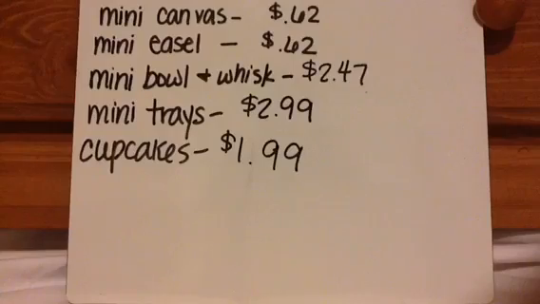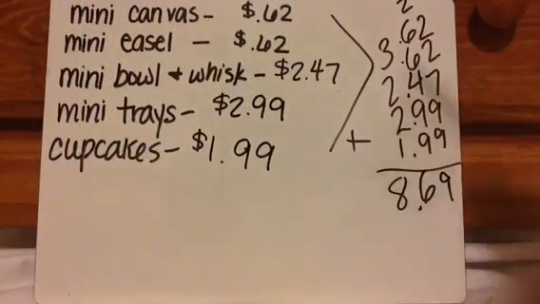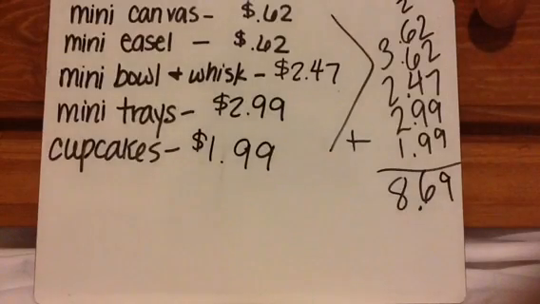So your first step is add up all the expenses. So I added it all together. My expenses was $8.69 for the materials. So now my next step is to decide a price on how much I want to sell it.